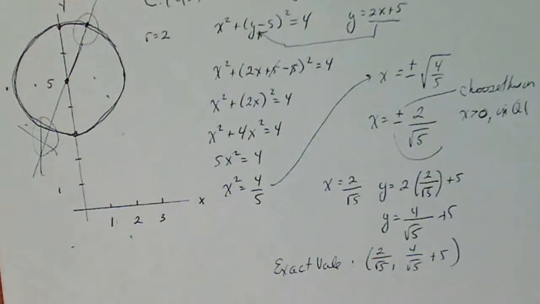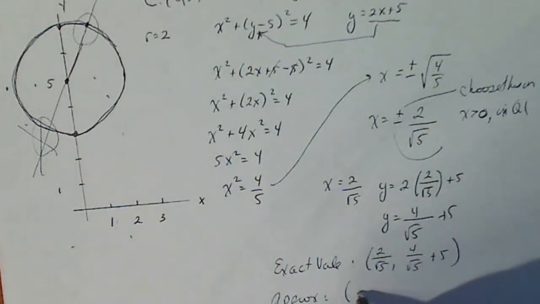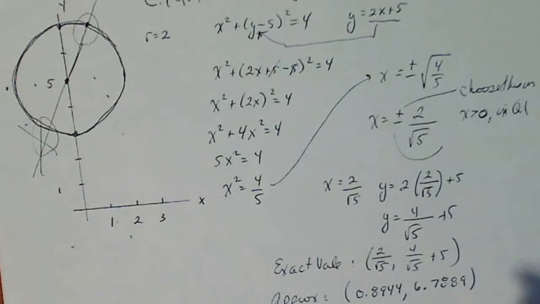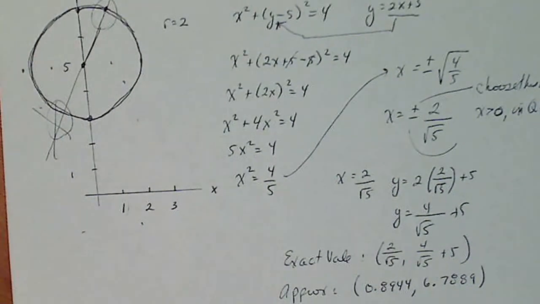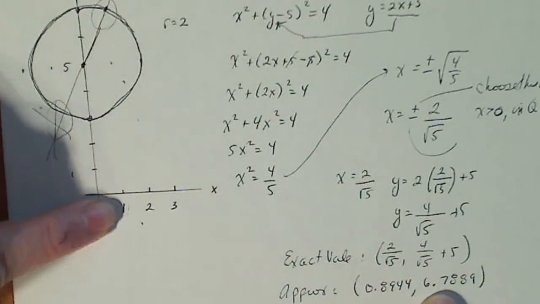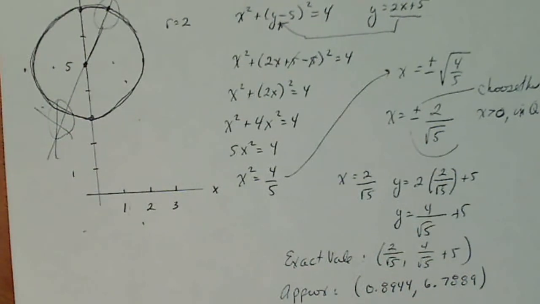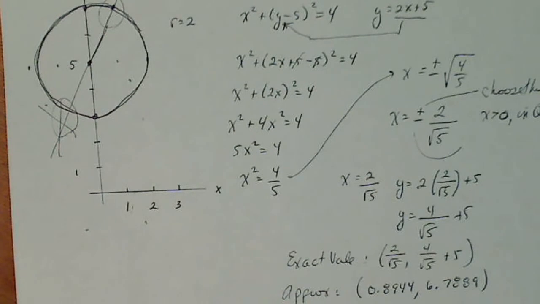Now if you're going to approximate it, that's when you put it in your calculator and get an approximate value. And I believe I got x to be 0.8944, comma, 6.7889. Now with the approximate values, you can look at your graph and make sure you're right. So that's about 1, which looks good. And that's almost 7, which looks about right. The graph's going to be off a little bit, but at least you can compare and check to make sure that you are right.